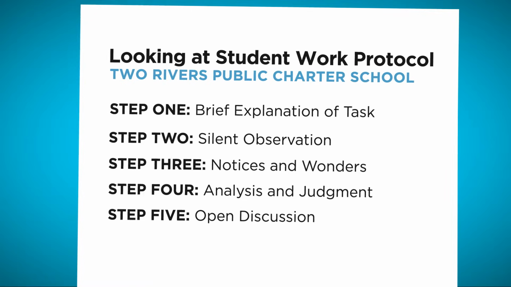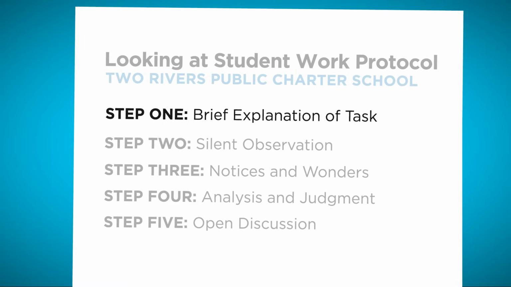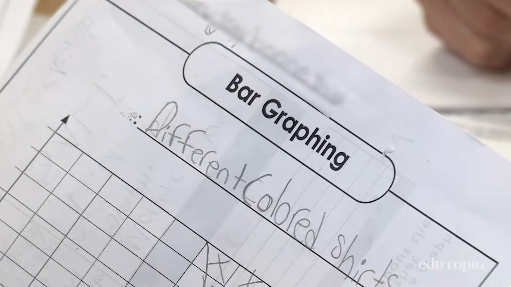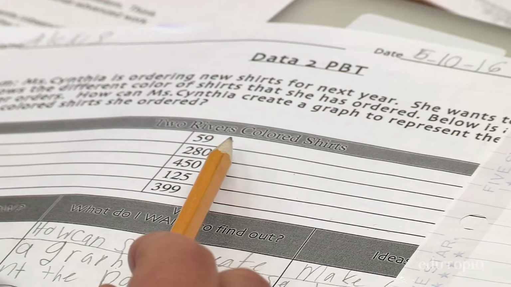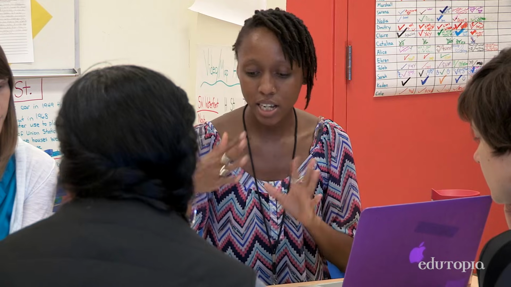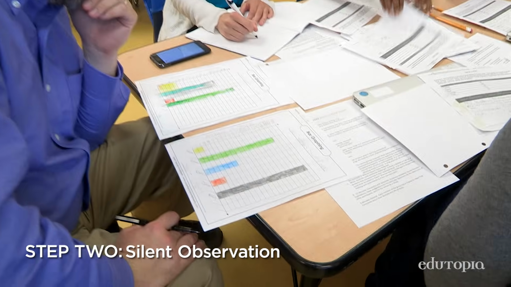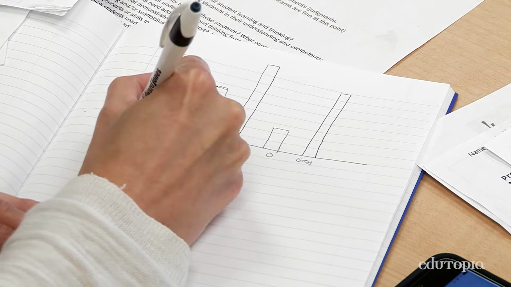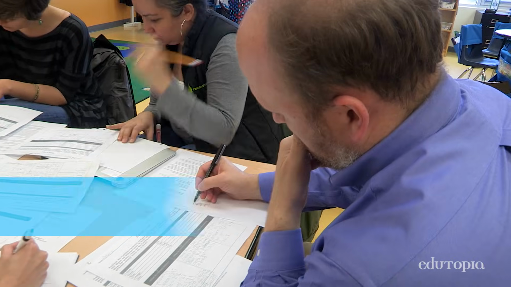The protocol starts where I give a very short introduction to what the work is. How can Miss Cynthia create a graph to represent the data about the different colored shirts she ordered? And what you'll see is the chart with the different colored shirts, and there are different numbers, so it was differentiated. The team looks at the work silently, just thinking about how they would respond to the task, and then looking at how students did.